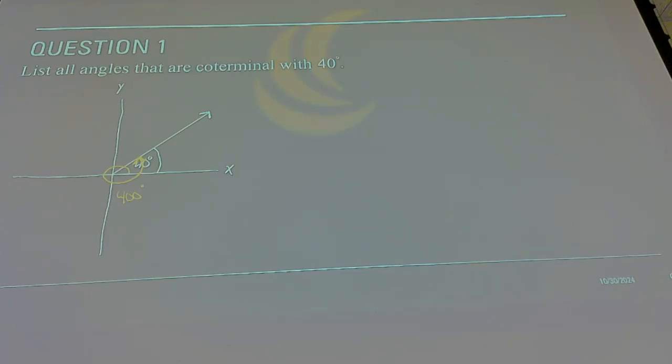So why stop at one full revolution? I could do 2 full revolutions, right? And wind up at the same point, same terminal side. Or 8 full revolutions. Okay, that's going to be important.